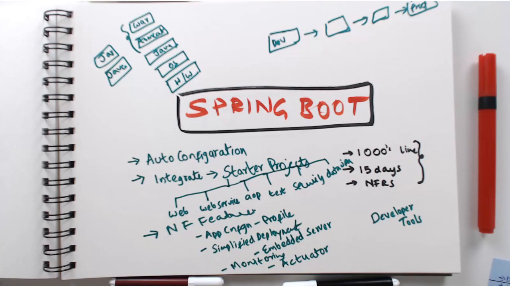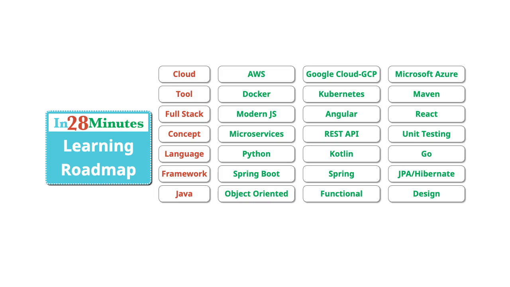And that's the reason why Spring Boot is the number one framework, and that's the reason why you should definitely learn Spring Boot in today's world. So the important things that you need to learn about Spring Boot are auto configuration, starter projects, and all the non-functional features that Spring Boot brings in.